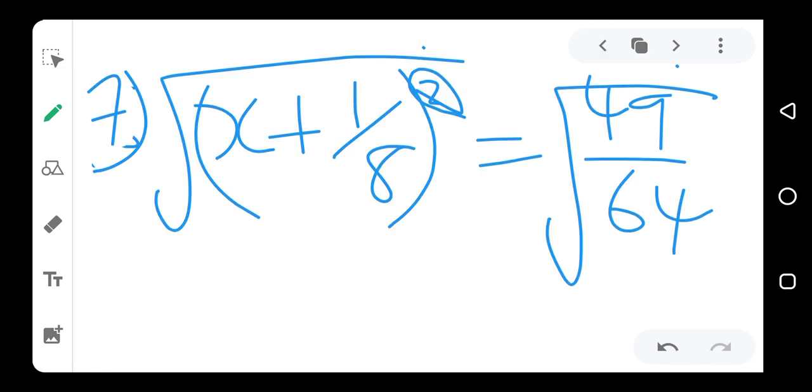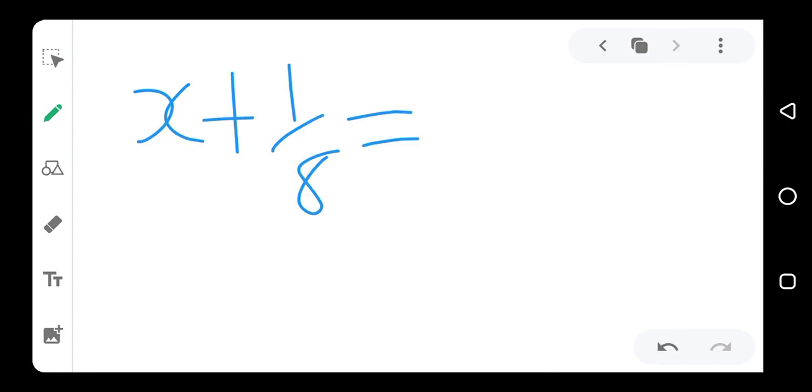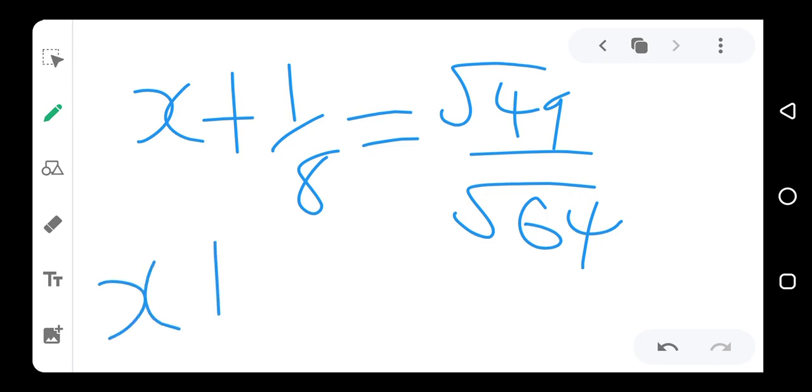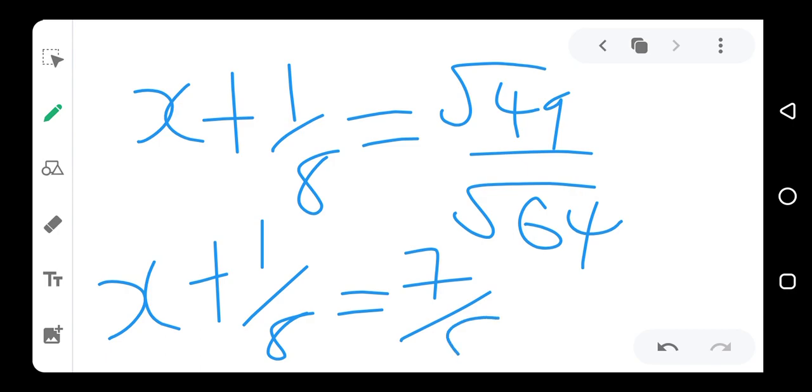x plus 1 over 8 is equal to the square root of 49 over 64. That is the square root of 49 over the square root of 64. So x plus 1 over 8 is equal to, the square root of 49 is 7, and the square root of 64 is 8.